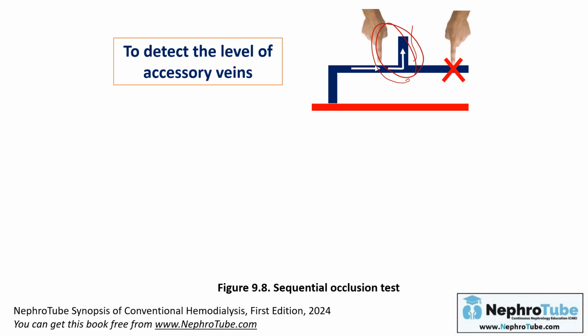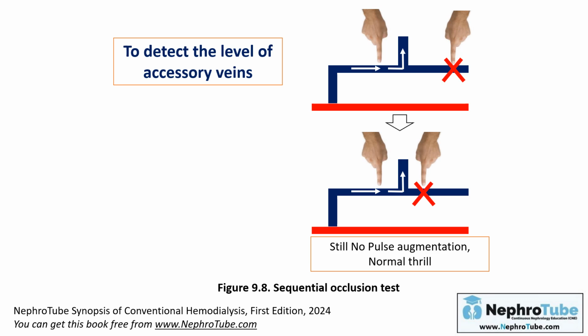They like to call the action of these collaterals siphon off, or siphon like, as they drain the blood from the fistula like a siphon. So to detect the level of these accessory veins, you have to do the sequential occlusion test. Its idea is very easy: by moving the occluding finger downward to the anastomosis site.